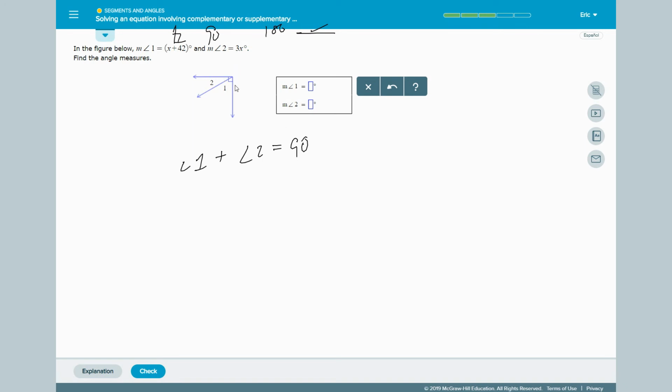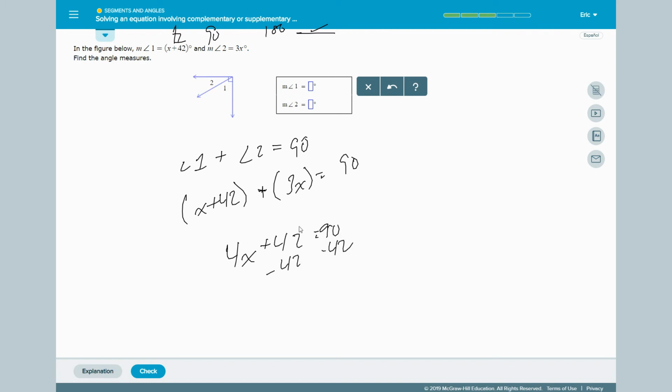Just so you know, this is going to be like a substitution or an elimination problem, but way easier. So we know that angle 1 is just x plus 42. Angle 2 is 3x. So now we solve for x and plug it into our equation. x plus 3x, I know that looks like times, but it's plus. x plus 3x is 4x, plus 42 equals 90.